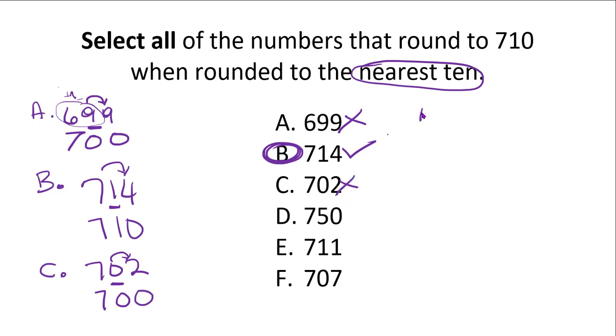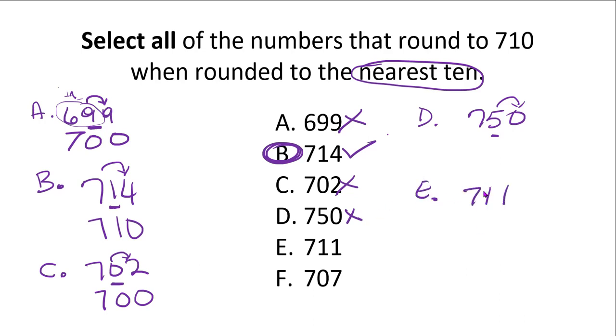Now I have space over here for D. D is 750. So underline the digit in the tens place. Look next door. It doesn't round to anything. 750 is already a 10. So if you're 750, there's no way you're close to 710. You're your own tens. Okay, we're not even going to think about 750. Let's move on to E.